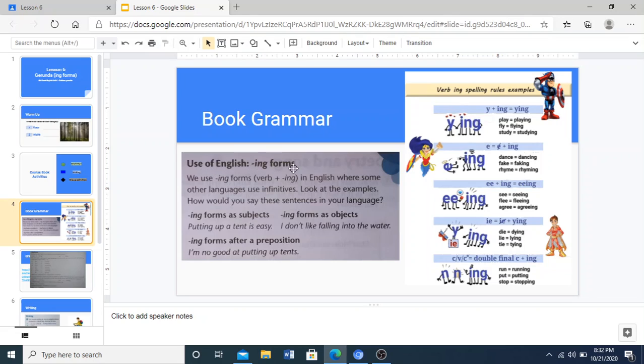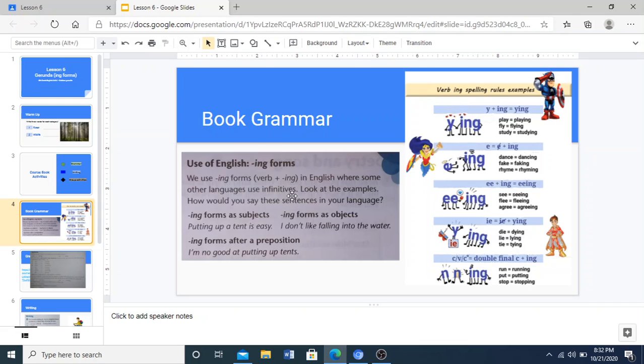Use of English: ing forms. We use ing forms, that is the verb plus ing, in English, where some other languages use infinitives. Don't get it twisted. Infinitives just means the basic form of the verb. That is what infinitive means. For example, an infinitive word is run. The verb in its purest and simplest form is called an infinitive. Like run, sleep, cry, jump. Without the ing or without the past tense and all that, that is what we call infinitives.